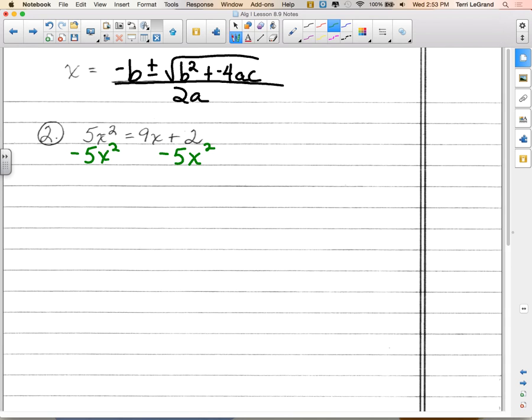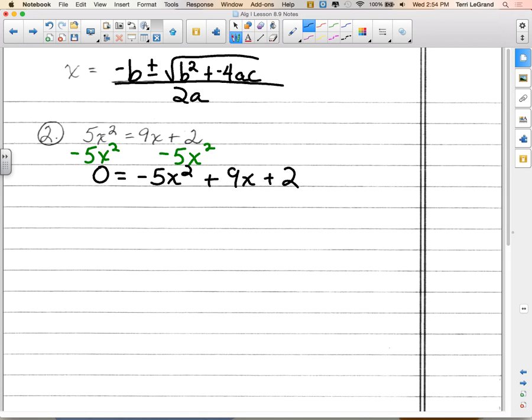Now, could we have moved the 9x and the 2 over with the 5x squared instead? Sure. Should we all still get the same answers in the end? Even though we'll be working with different A's, B's, and C's, we still better get the same answer. So if you've been working ahead and this isn't the way you're going about it, in the end, we better get the same answers. Let's put that right side in standard form right away. Negative 5x squared. That's a positive 9x, so we would say plus 9x plus 2.